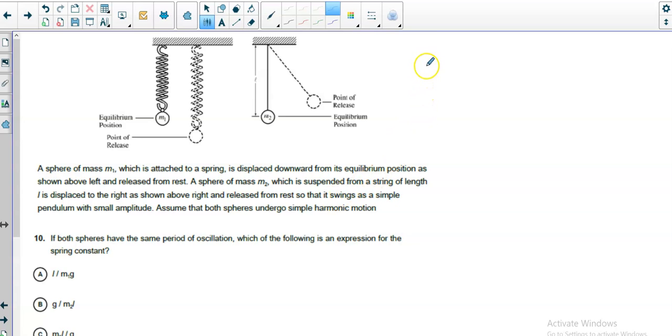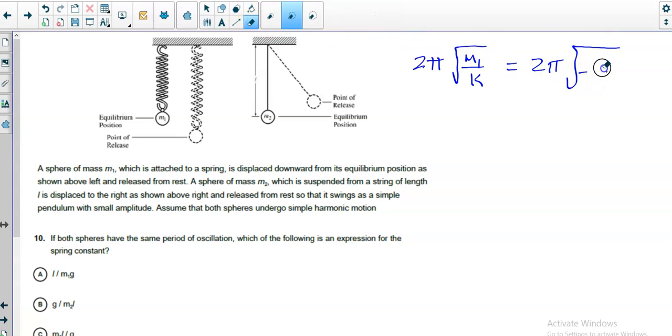So they have the same period. That means 2 pi square root of m1 over k is equal to the period of the pendulum, which is 2 pi square root of L over g. m2 doesn't matter. And they want to know the spring constant. They want to solve for that. Well, the good news is that 2 pi divides out. We can square both sides.